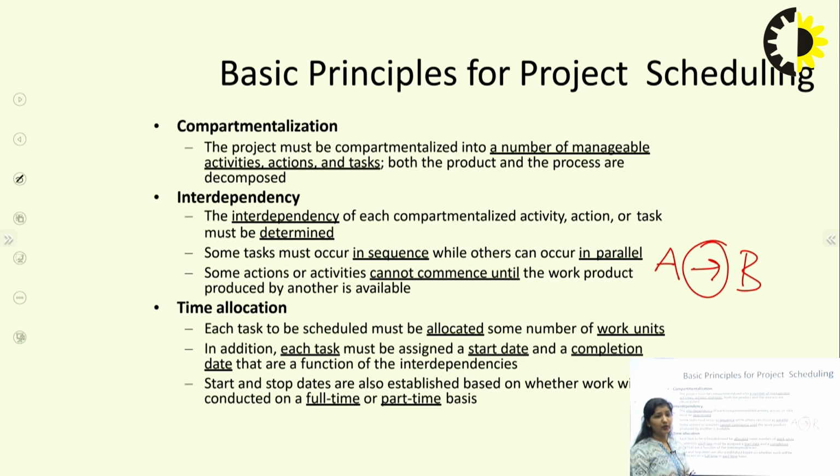Next one, time allocation. Each task to be scheduled must be allocated some number of work units. In addition, for each task we have to assign a start date and a completion date that are a function of the interdependencies. Based on these start and stop dates, we need to decide whether the work will be conducted on a full-time basis or on a part-time basis. So this is the advantage of giving this time allocation.